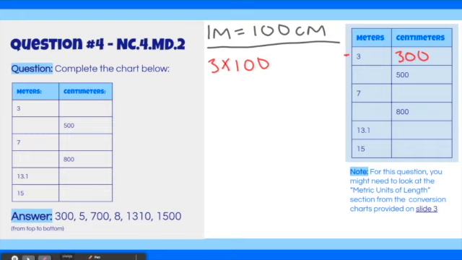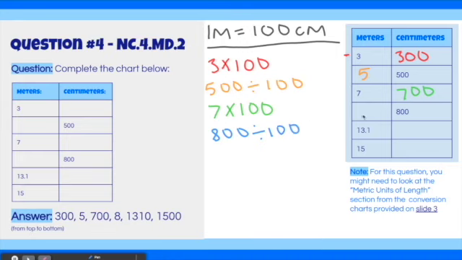For the next one, you have to do the other way around. You divide 500 by 100 to get the number of meters, and you will get 5. For the next one, you do what you did with the first one, which is multiply 7 by 100, and you get 700. For the one after, you divide 800 by 100 to find the number of meters, and you'll be left with 8. The next one's a little interesting, but you're going to be multiplying 13.1 times 100.